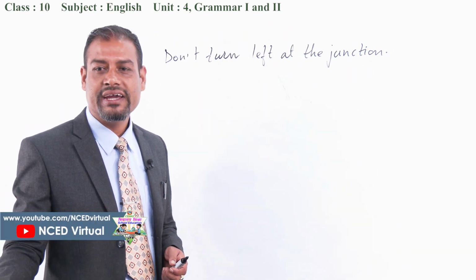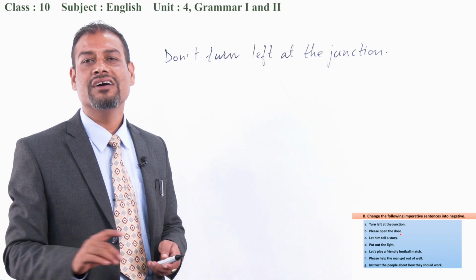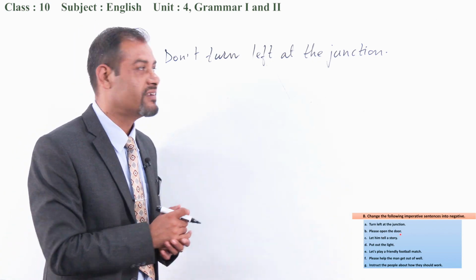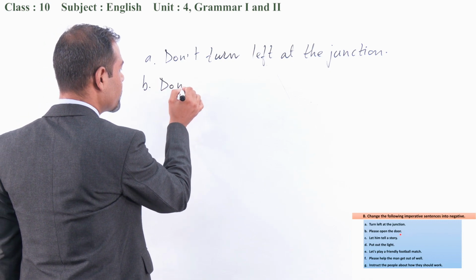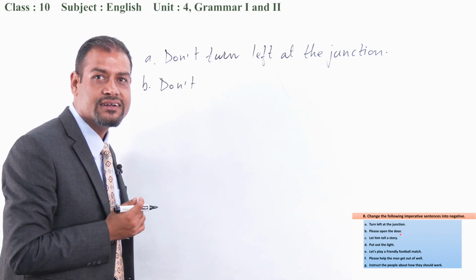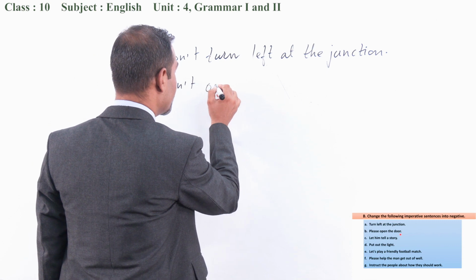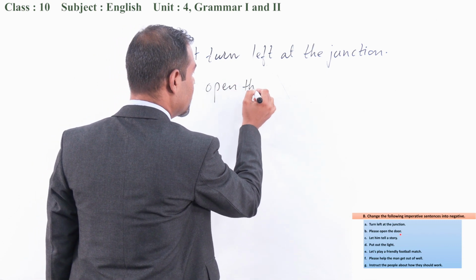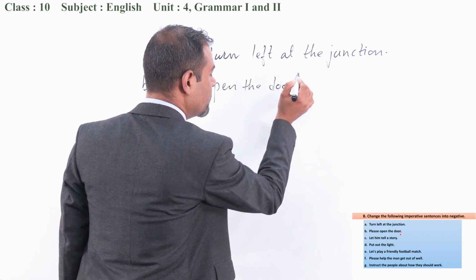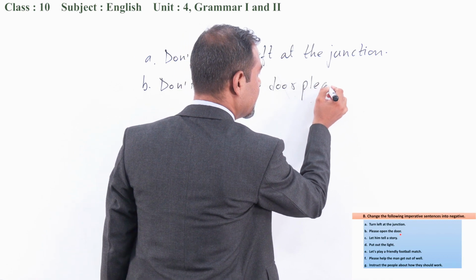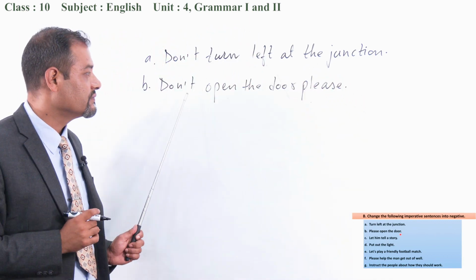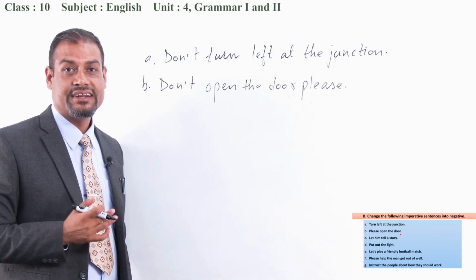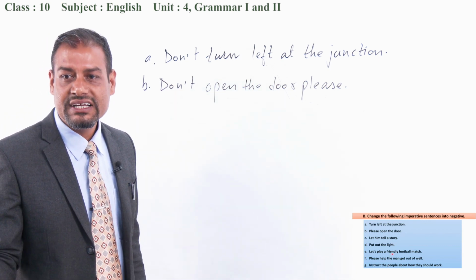Now, next sentence we have is, please open the door. So, what do you write down? This is A. Now, B, don't. Then, what do you write there? Yes, open the, O-P-E-N, open the door. Please, okay? P-L-E-A-S-E, please don't open the door. You are right again.